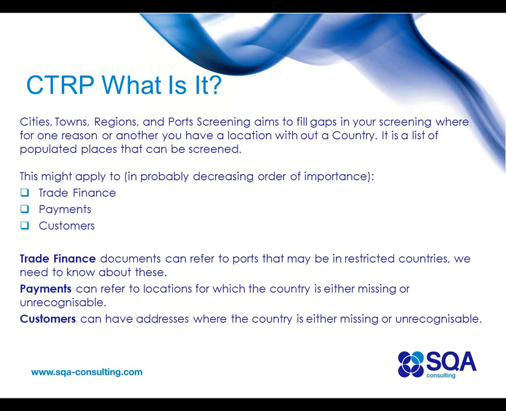And of course it may also concern customers where we haven't recorded the country when we've recorded the address, or we suspect we've recorded it incorrectly, and there may be a clue in the address that there's a country there that we might especially be interested in. So I put these in decreasing order of importance. In trade finance, CTRP screening is pretty much vital, and I would expect everybody to be doing it in that situation. Payments, it's pretty important.